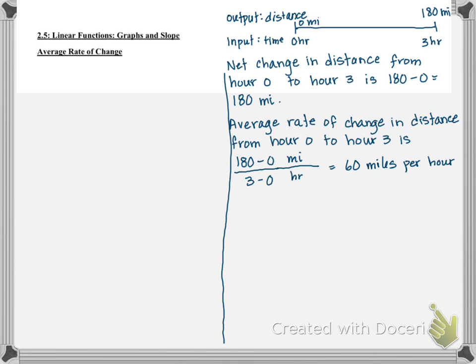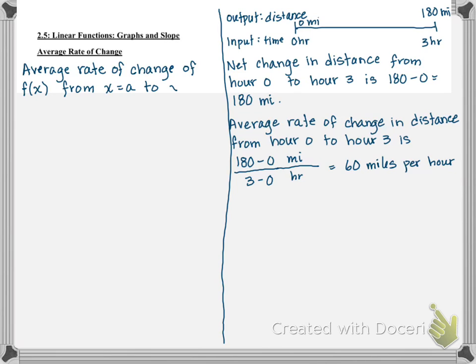let's look at the average rate of change of f of x from x equals a to x equals b. And we're going to assume that b is bigger than a. That way we'll get the order right.